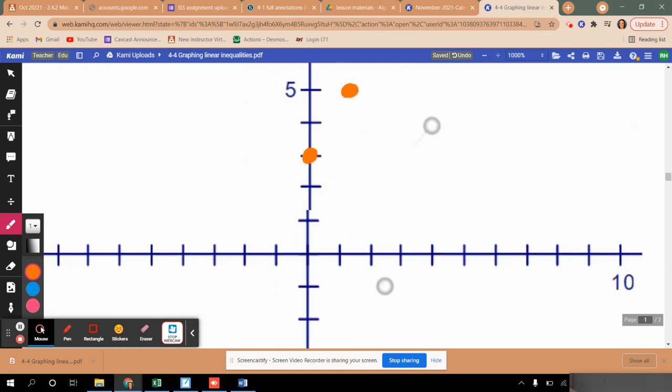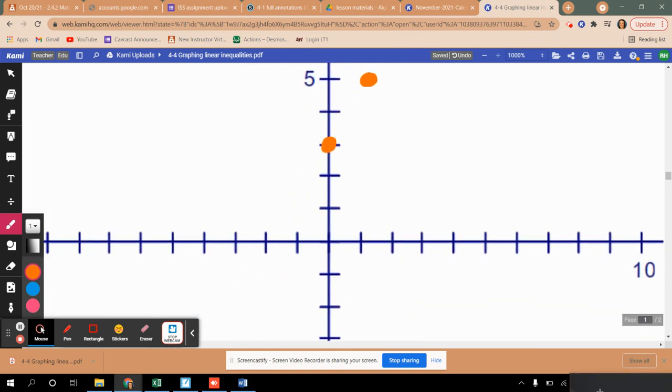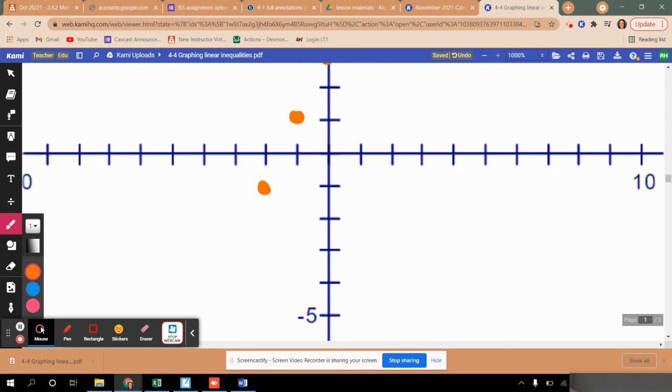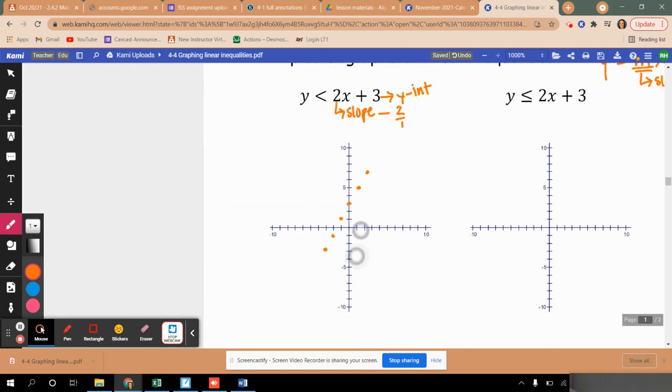Make some more dots in the other direction. Go down 2. Since we went down instead of up, we're going to go left 1. Down 2, left 1. Make some more. Down 2, left 1. All right.